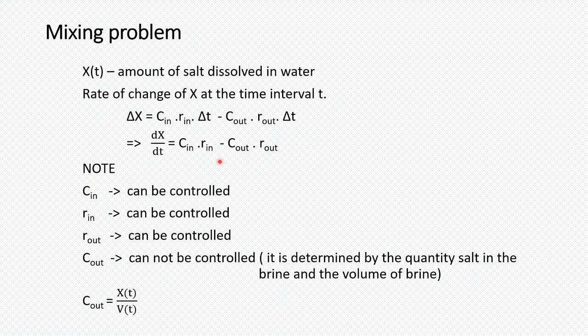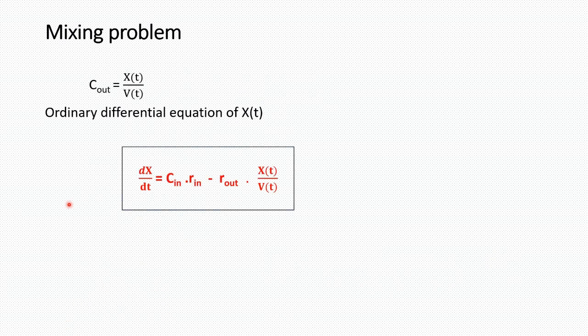Note, C in, the concentration of salt water flowing in, can be controlled. R in, the rate of flow, can also be controlled. R out, the rate of brine flowing out, can be controlled, but the concentration of brine flowing out cannot be controlled. It is determined by the quantity of salt in the brine and the volume of brine. So C out is equal to x(t) by V(t). The ordinary differential equation of x(t) is dx by dt is equal to C in times R in minus R out times x(t) by V(t).